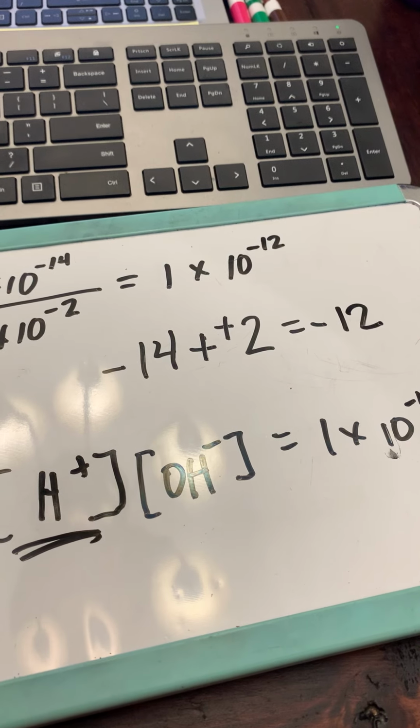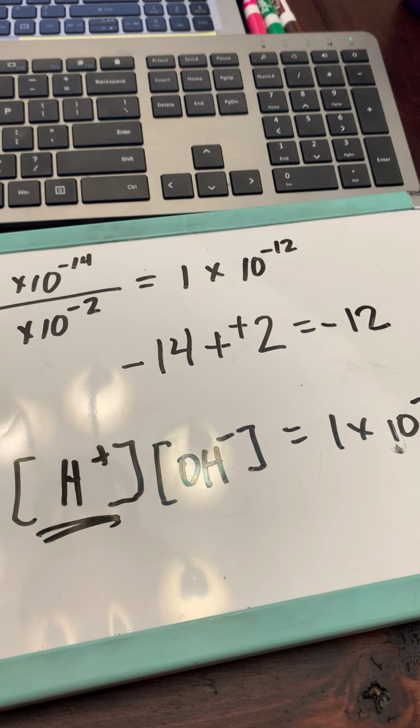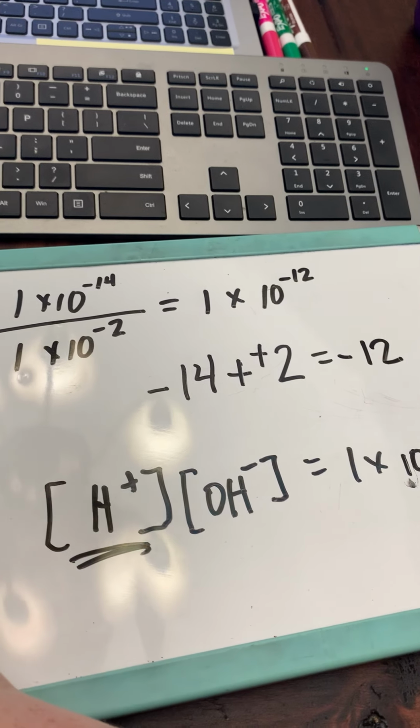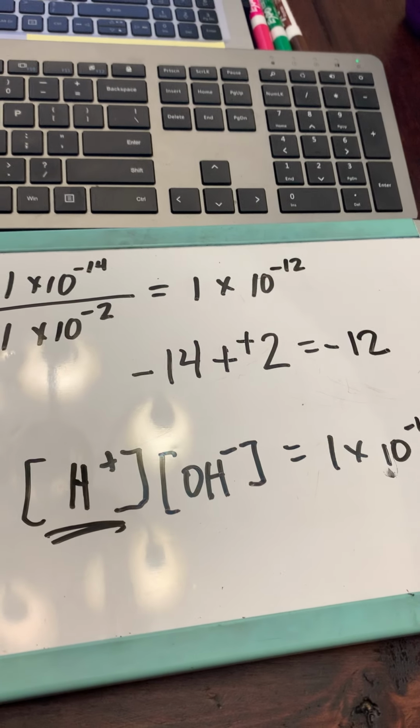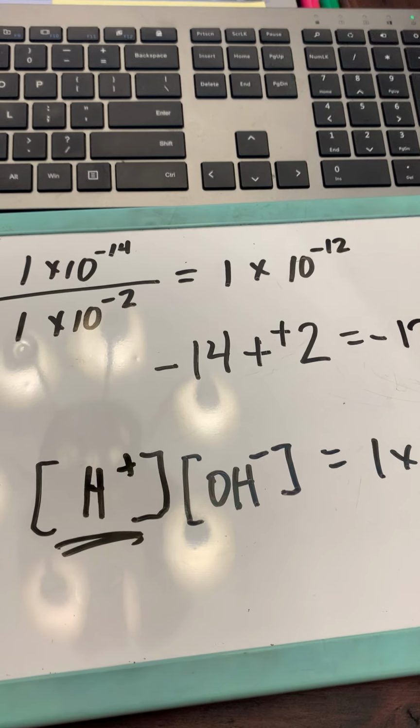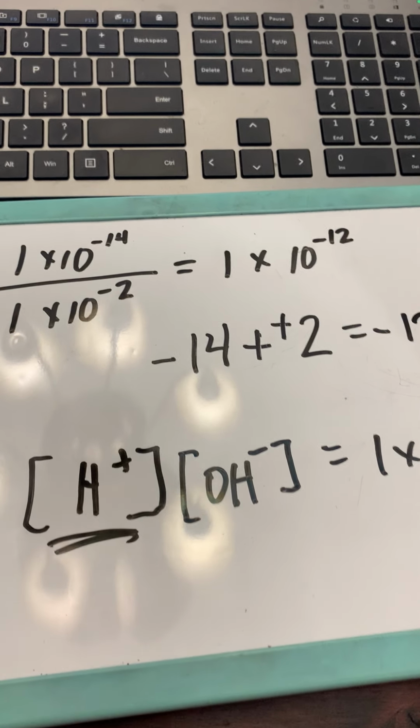I hope that clarifies it for you a little bit, but all of the exponents on your concentration calculations will be negative exponents because these all are values that are less than 1. They're all small decimal numbers. Hope that helps.